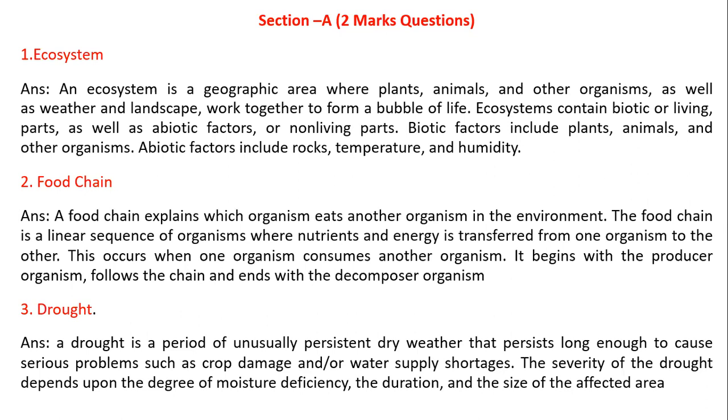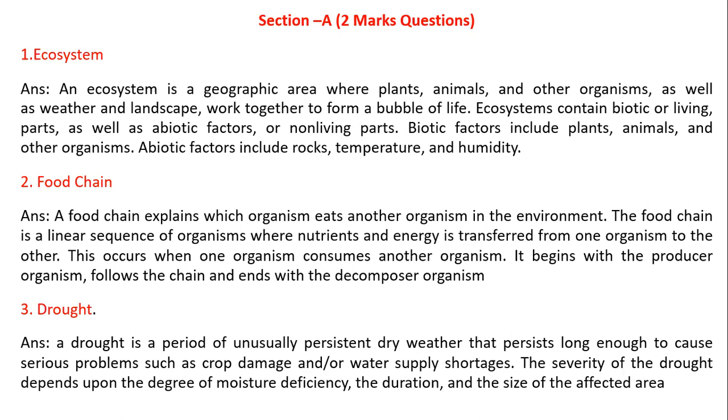The third question is drought. What is a drought? A drought is a period of unusually persistent dry weather that lasts long enough to cause a serious problem such as crop damage or water supply shortages. The severity of the drought depends upon the degree of moisture deficiency, or the shortage of moisture in the air.